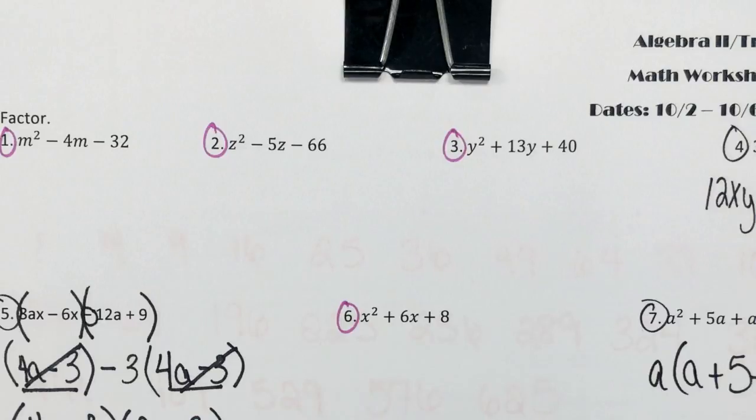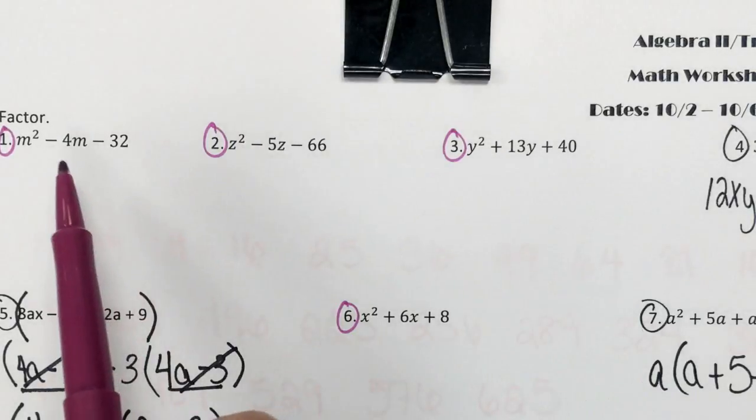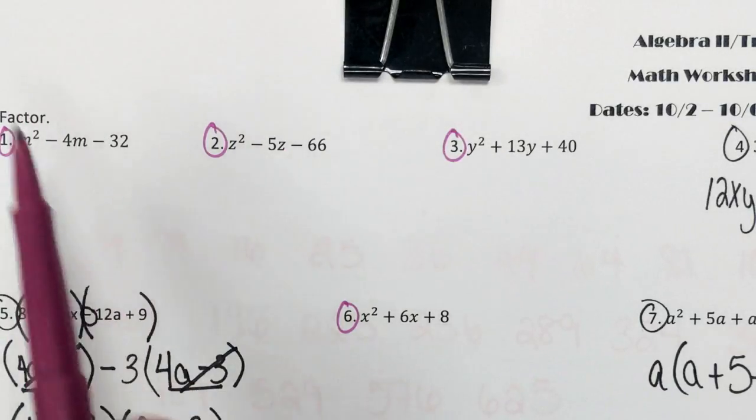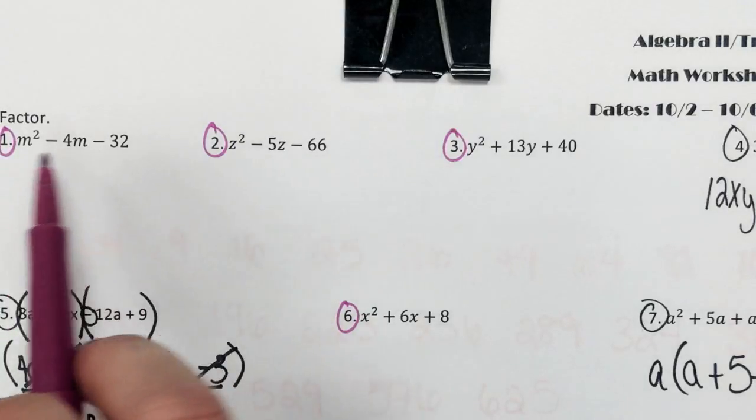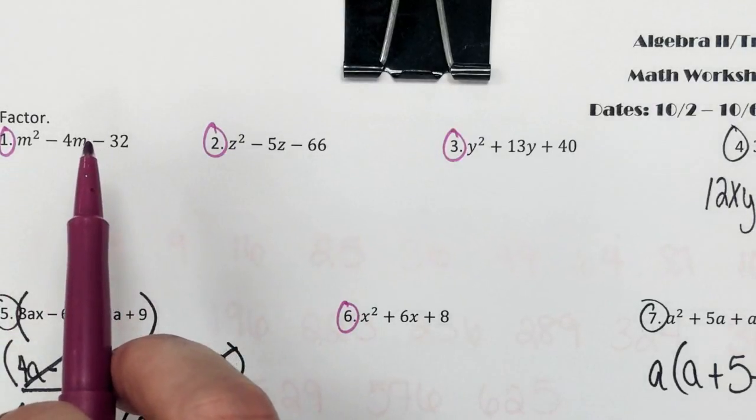Okay, so we're going to factor the last way today. There's a whole bunch of different ways to factor. We've done every single one, but we have to do these four. So how many terms does number 1, 2, 3, and 6 have? All three of them. How many terms do they have? They have 3. Very good.